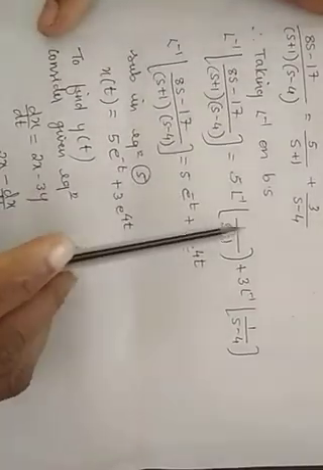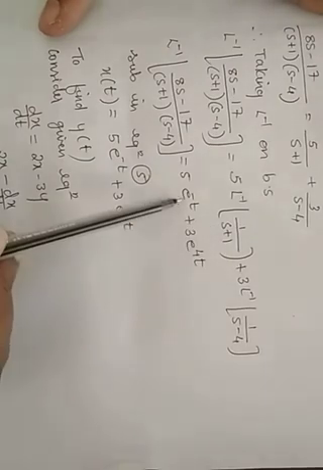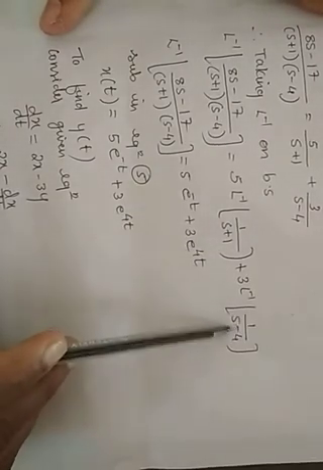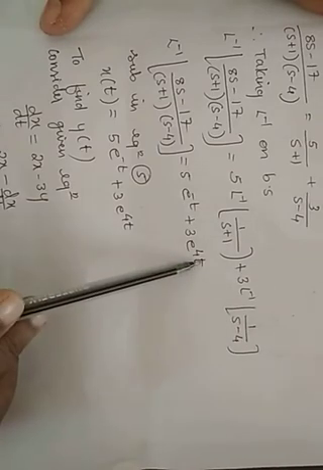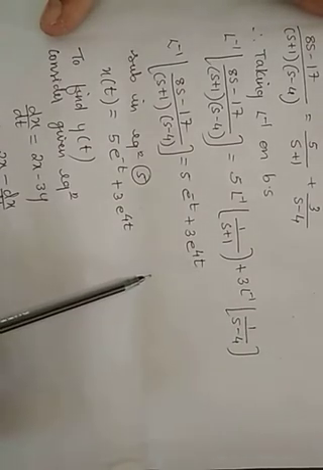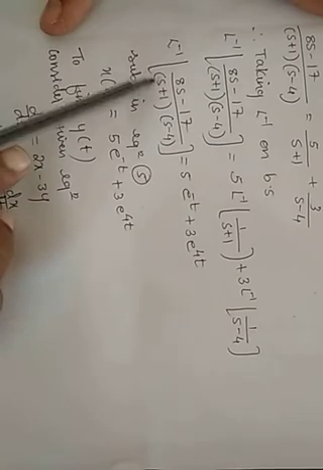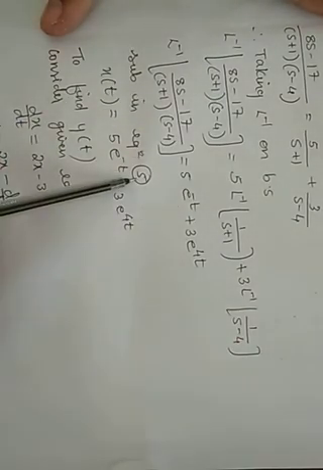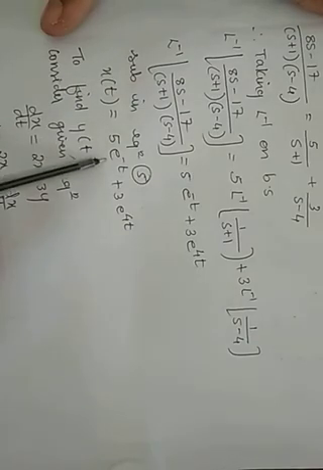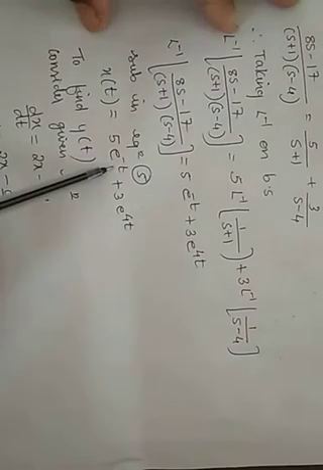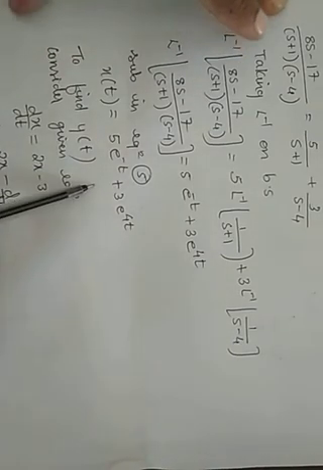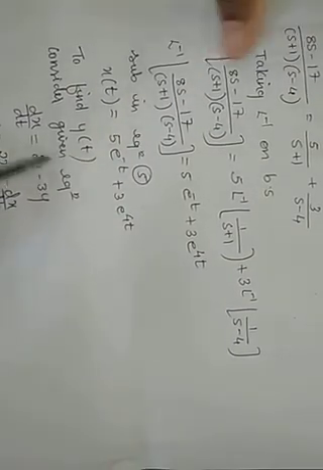Hence 5 as it is, 1 upon s plus a is e raised to minus at. A is how much? 1. 1 upon s minus a will become e raised to at, that is e raised to 4t. This is what L inverse of this quantity is. This I have to substitute in equation 5. I will get x of t as 5 e raised to minus t plus 3 e raised to 4t. Once I get x of t, we will go to find y of t.